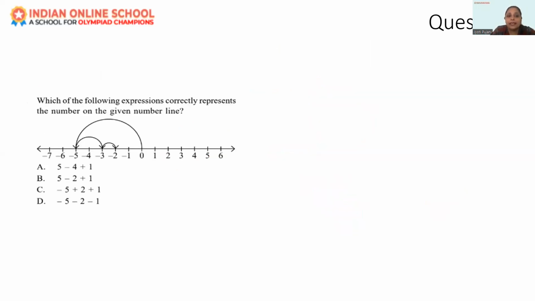Which of the following expressions correctly represents the number on the given number line? Okay, we all know how to represent integers on the number line. The middle one is my origin 0, and I will write positive numbers here, and I will write negative numbers here. Okay, so what are integers? Integers are the whole numbers including the negatives of those numbers as well.